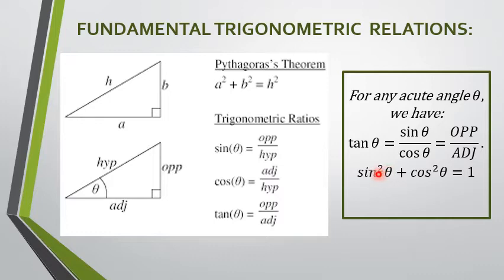And a new rule that we haven't spoken about before is that sine squared theta plus cosine squared theta is always equal to 1, and you can try this rule in different examples. And the last important condition is that sine theta is always less than or equal to 1, and cosine theta is always less than or equal to 1, for any acute angle theta.